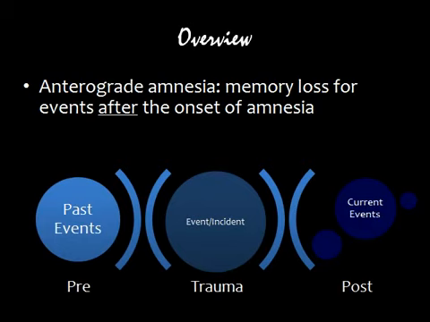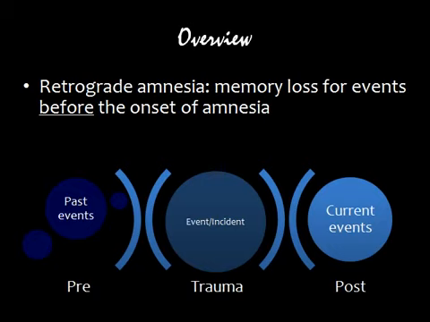Anterograde amnesia is described as memory loss for events after the onset of amnesia. In the diagram below, the color of the circles indicates the client's ability to recall information. In anterograde amnesia, the client is better able to recall past events, and here this is illustrated by the circle being a lighter color, than current events, illustrated by the circle being darker color.